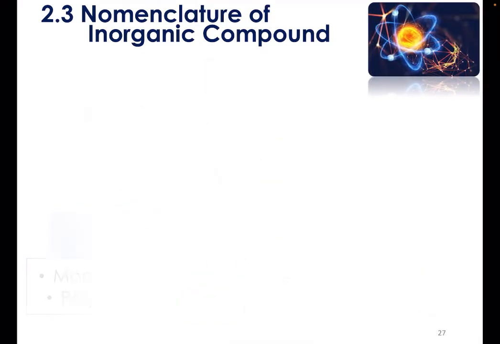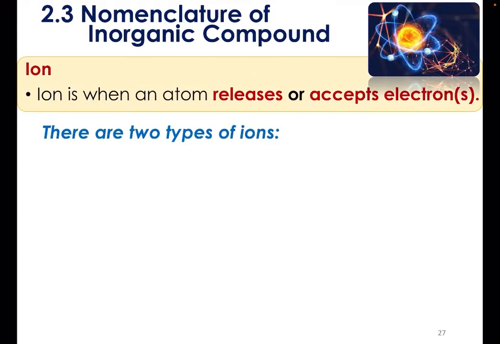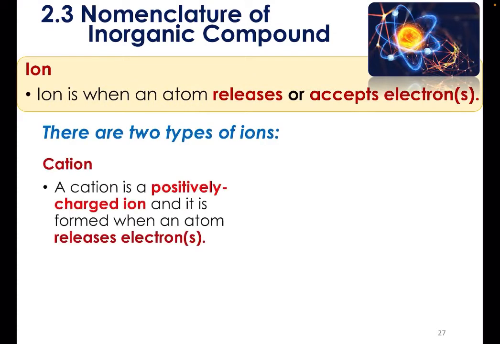So let's get to the definition. What is an ion? An ion is formed when an atom releases or accepts electrons, as I mentioned before. There are two types. Cation is a positively charged ion and it is formed when an atom releases electrons. Releases means it donates. Meaning it is very generous, it gives electrons.